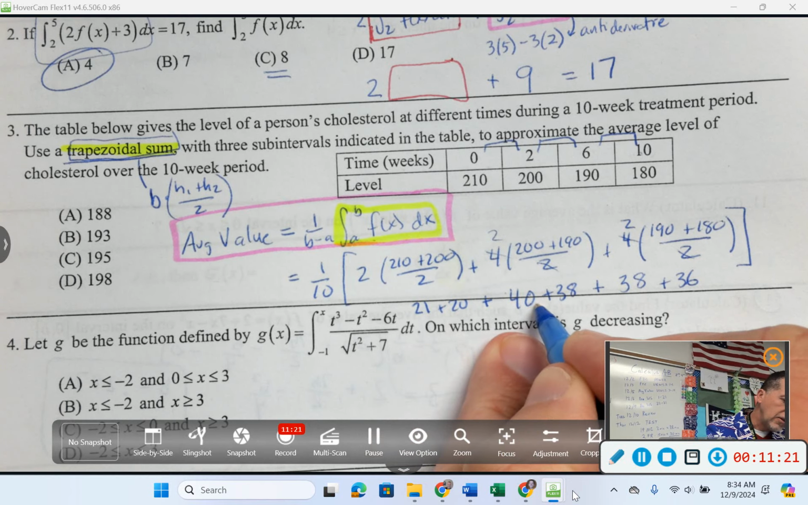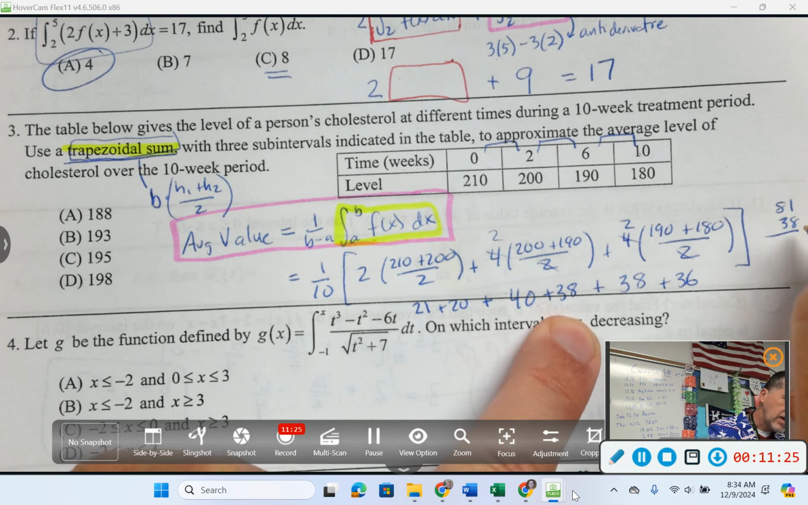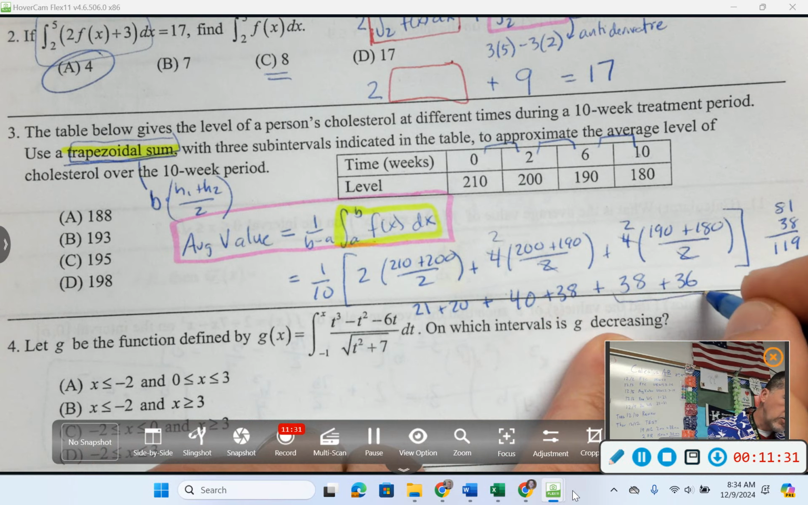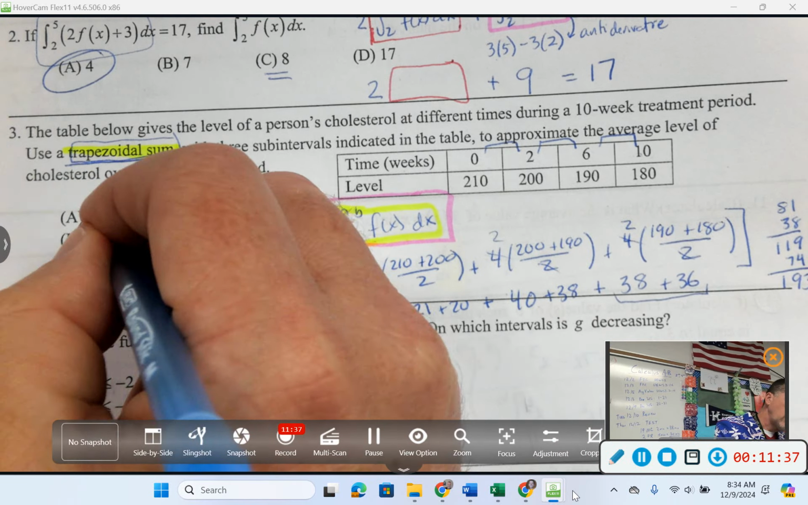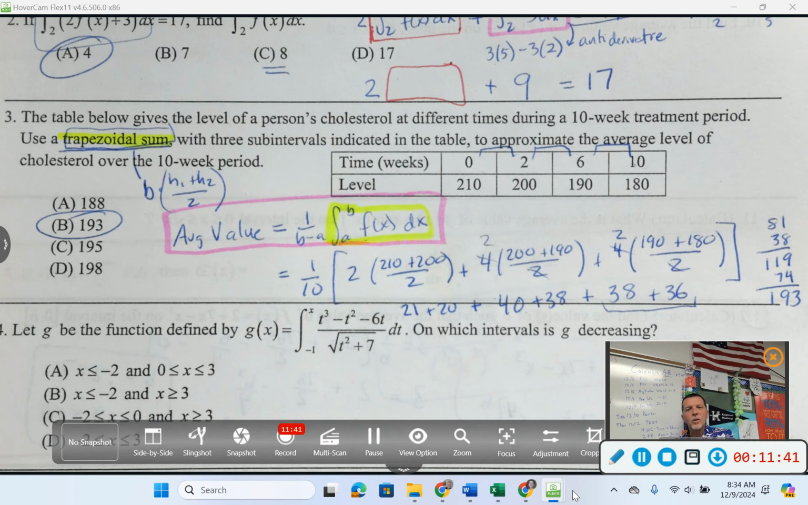41, 81, 81 and 38 make 119. Those two combine to make 74, so 193. Annoying that that's not a calculator problem.